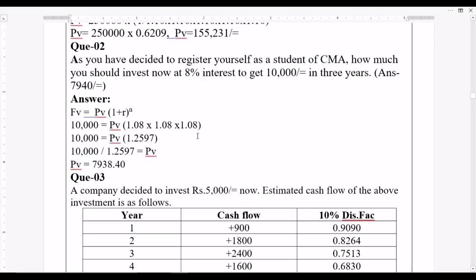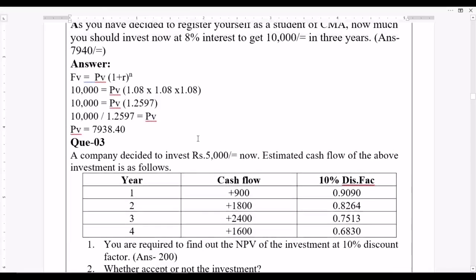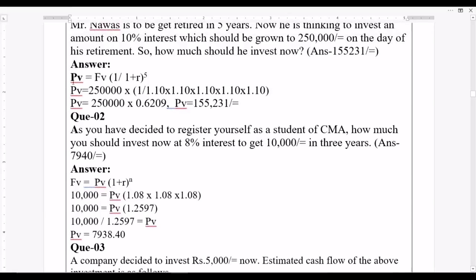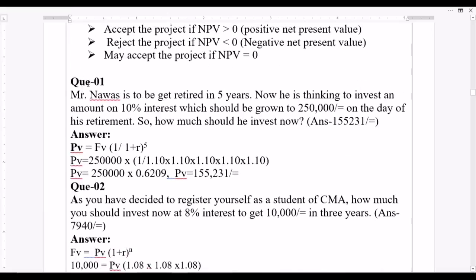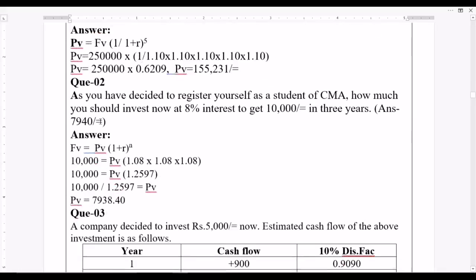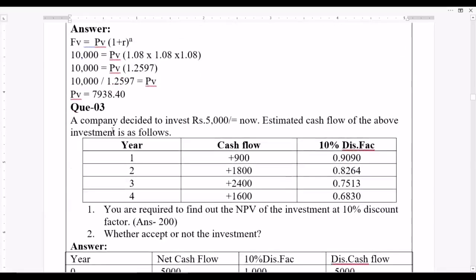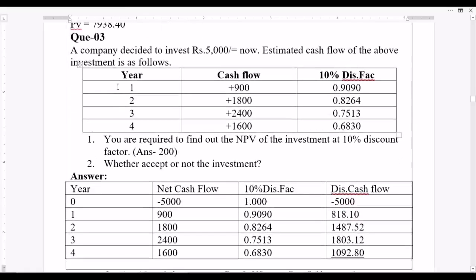Right. Now, I think you would have understood how to find out the present value. We discussed that in exercise 1, and how to find out the future value. Right. Now, we shall go to another question.